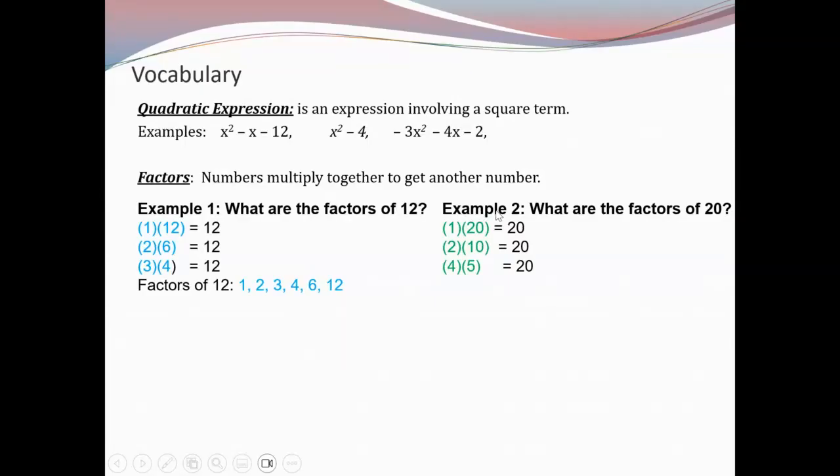Example 2, what are the factors of 20? 1 times 20, 2 times 10, and 4 times 5. So 1, 2, 4, 5, 10, and 20 are the factors of 20.